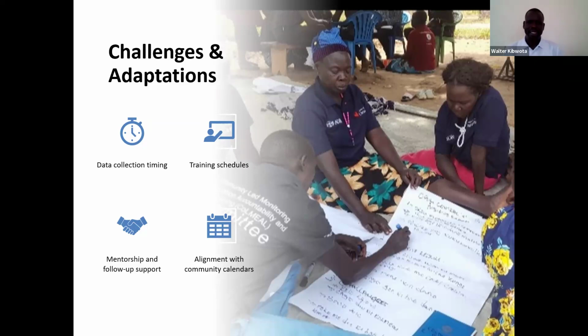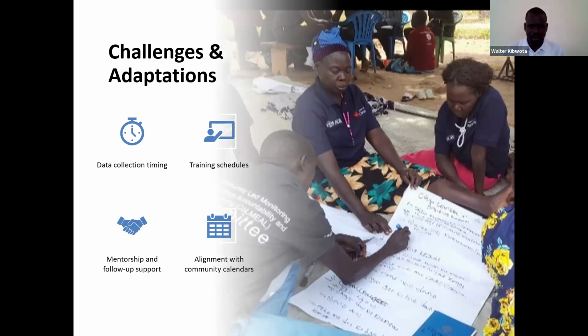Alignment with the community calendars. This should be the answer for the training schedule. It is very important. We were not aligning our activities with the community calendar, so we were clashing. We wanted it to be done, but at the end of the day, you find the community is very busy. You will not succeed in what you want. But actually, consultation works there.